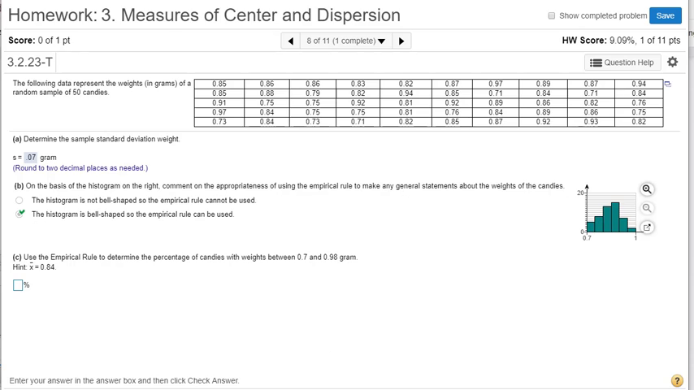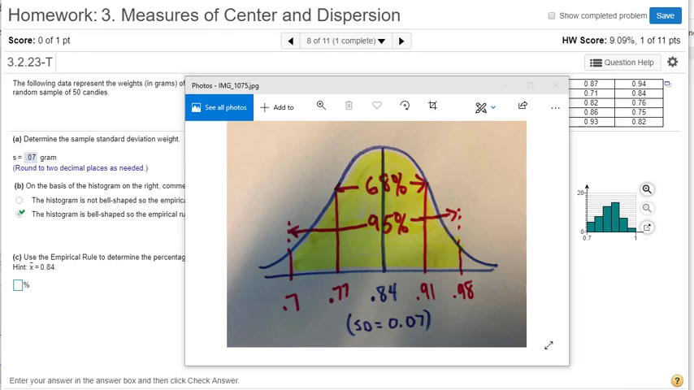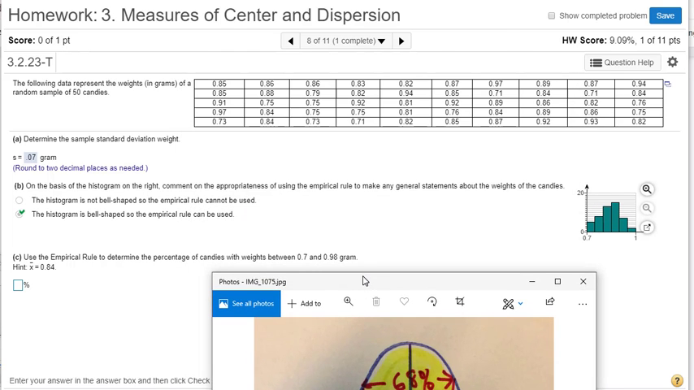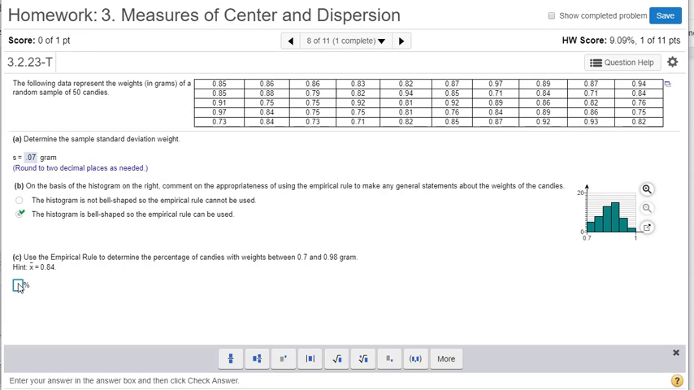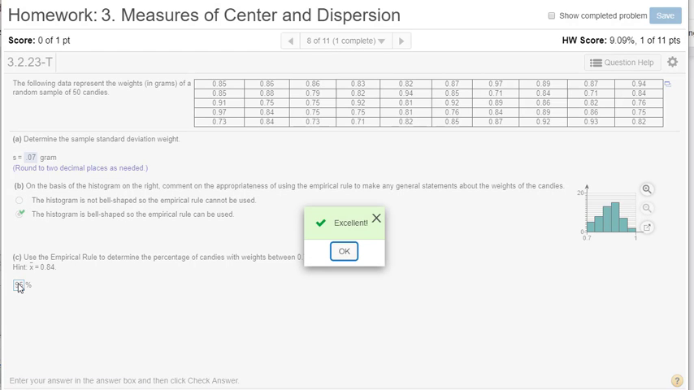Use the empirical rule, or the 68, 95, 99.7 rule, to determine the percentage of candies with weights between 0.7 and 0.98. So I went ahead and just drew this out, took a picture of it, and here it is. So practicing statisticians draw out these curves when they are thinking about these things, and you should too. So we draw this out, and we know that 68% of the data fall within 1 standard deviation of the mean, 95 fall within 2, and in fact, that's what it's looking for, right? It's looking for percentages between 0.7 and 0.98. So we know that 95% of my data, roughly 95, falls within that range. The percent sign's already there, so put 95.